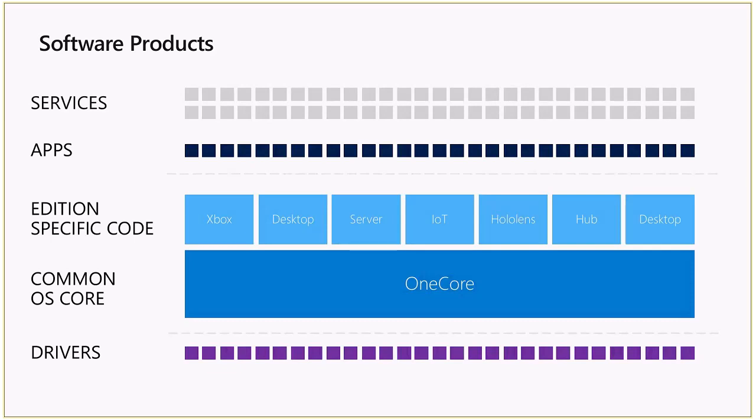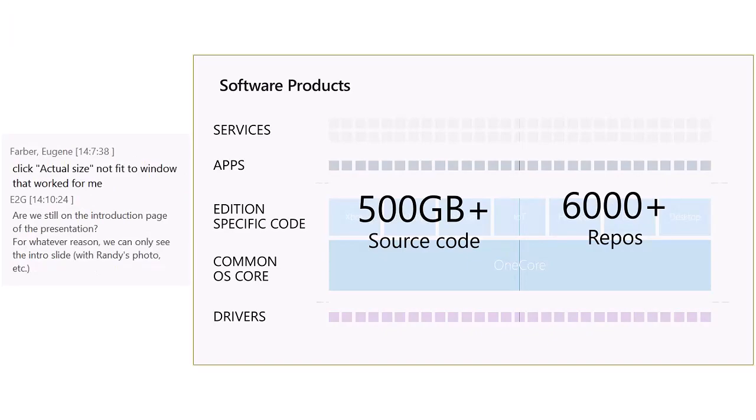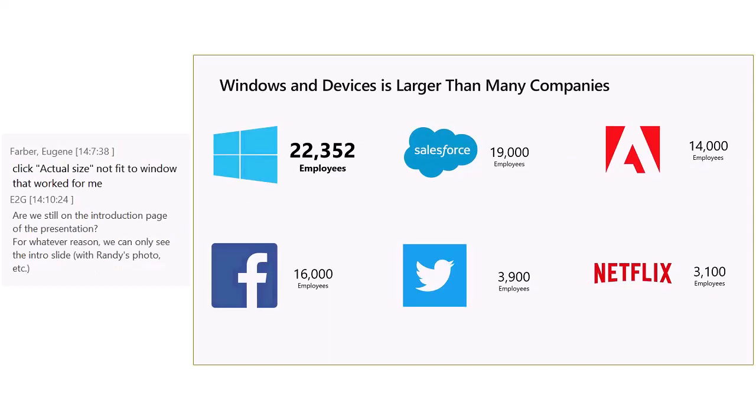So across all these devices, across all the different code, it creates a mammoth set of repositories. The Windows code base is 500 gigabytes of source code across 6,000 repos. It's just really mammoth. I can't use that word enough. So just imagine the collection of people it takes to pull together Windows: about 22,000 people on the team, which is larger than most tech companies. So this just shows you an example of that.